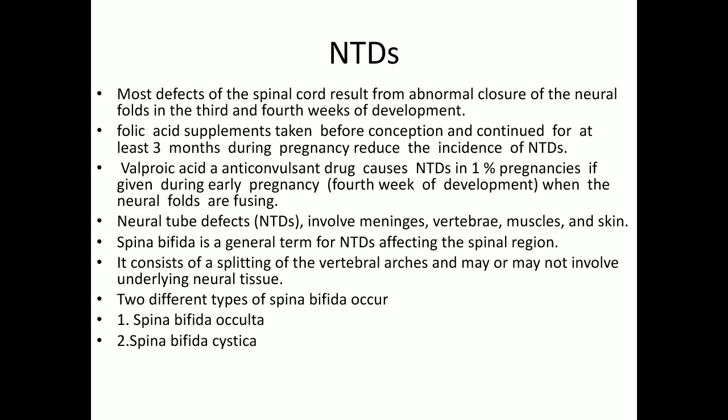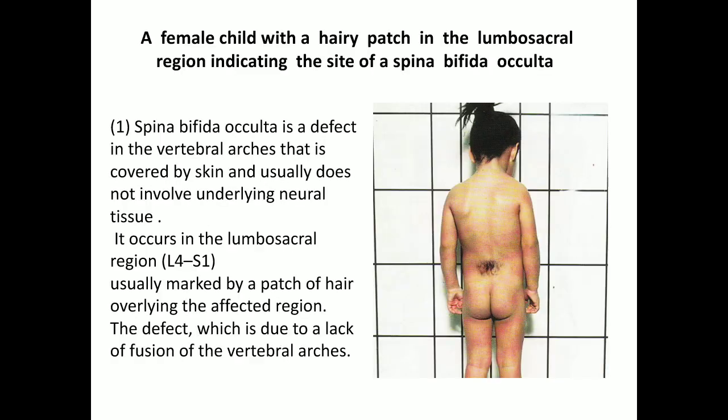One neural tube defect is spina bifida, a general term used for neural tube defects involving the spinal region. Spina bifida consists of splitting of the vertebral arches. There are two types of spina bifida. The first is spina bifida occulta and the second is spina bifida cystica. Here you can see the spina bifida occulta.